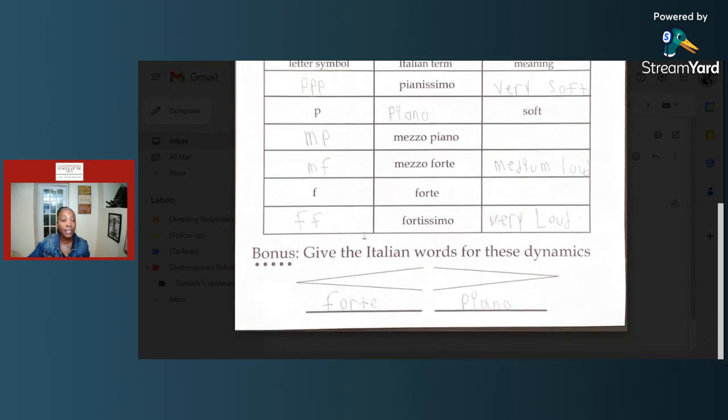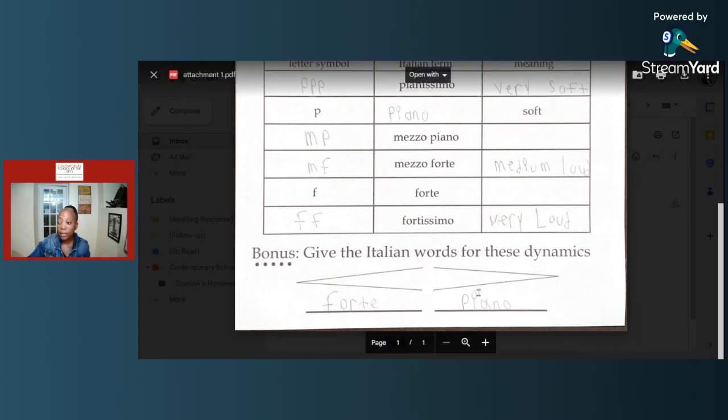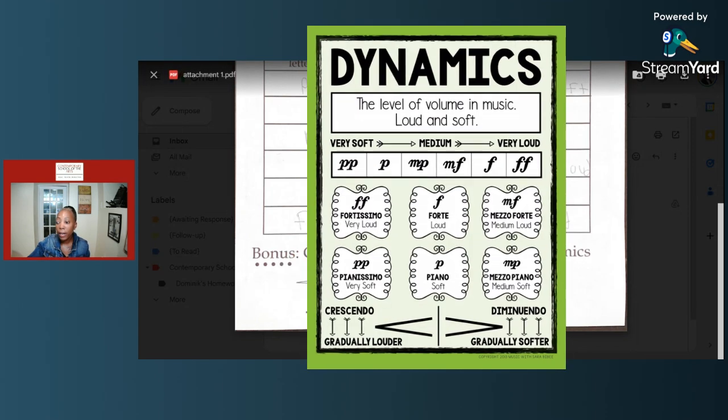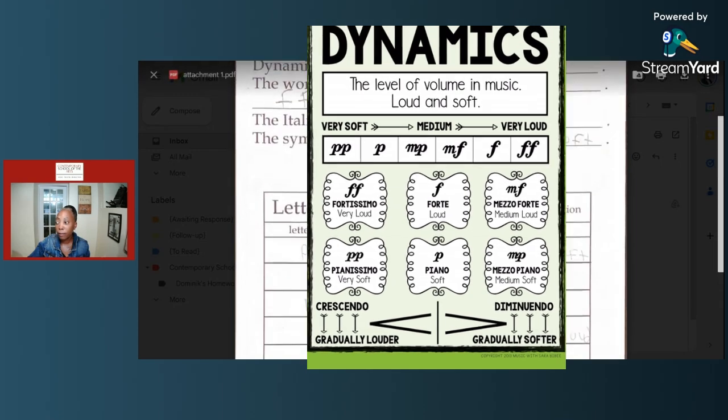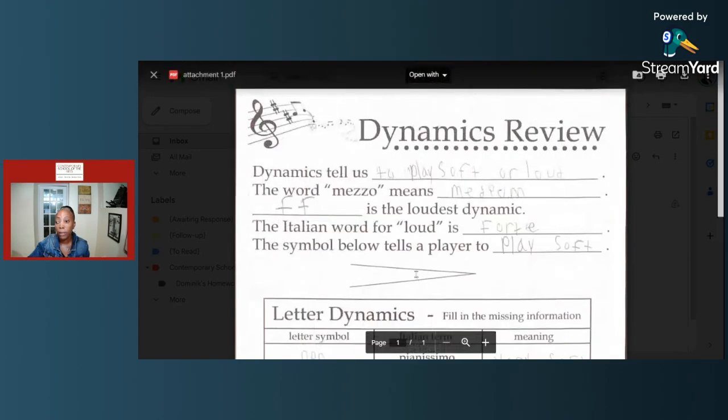Okay, good. So now here's a bonus. Give the Italian words for these dynamics. Not forte piano, but what? Crescendo and diminuendo or decrescendo, okay? So those are the answers that we were looking for with respect to your worksheet. Nice work, by the way.